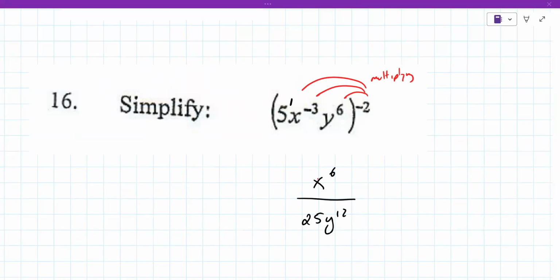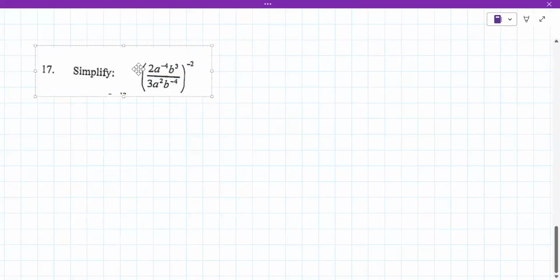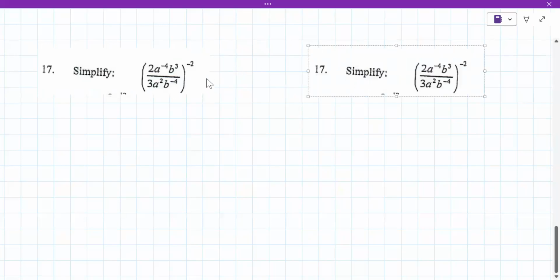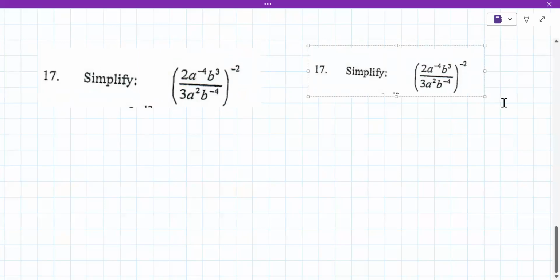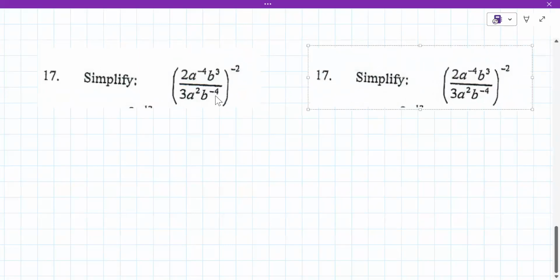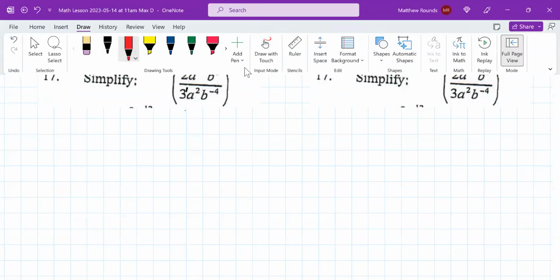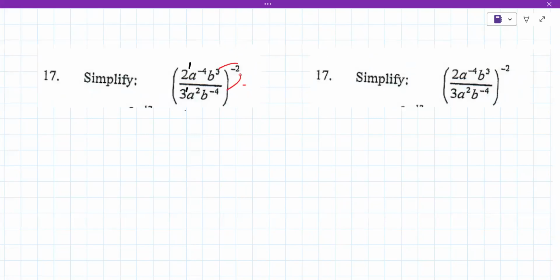All right, so I'm going to grab question 17. I'm going to give you a couple of options here for how to work 17. I think it's nice in math when you know that there's 2 ways to do a problem or more. That way you don't have to always be stuck doing it a certain way. So option number 1, this is the most common option, is to apply that negative exponent to everything.